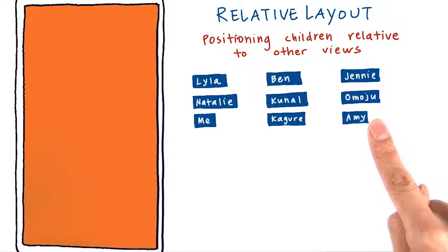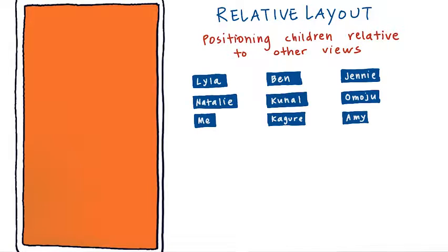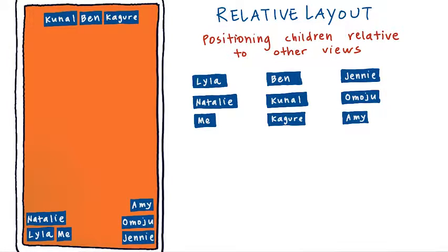We invited all these people over for dinner, but there are constraints on where people want to sit. Some people must sit next to their best friend. Other people have what you might call frenemies, so they might not want to sit next to certain people. So taking into account all of that, I came up with this proposed layout. Kunal, Ben, and Kaguri are up here. Natalie, Lila, and me are down here, and Amy, Emoju, and Jenny are in this corner. So could we build this seating arrangement in XML using text views and a relative layout?